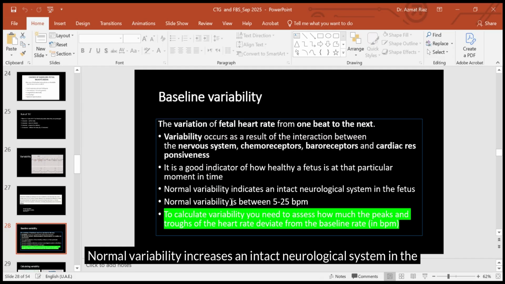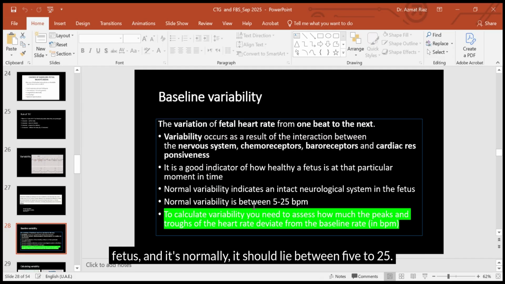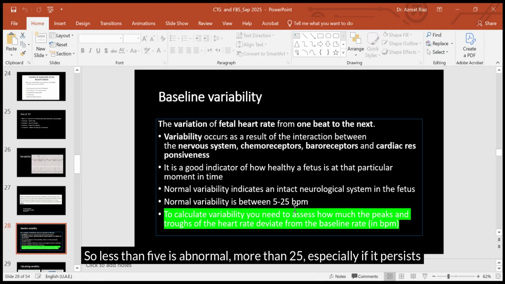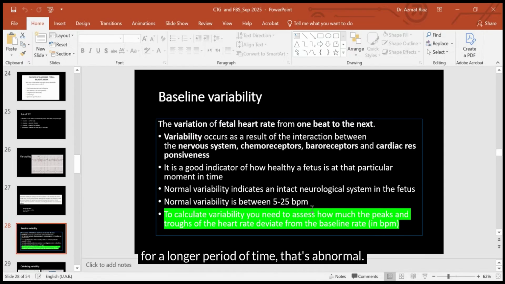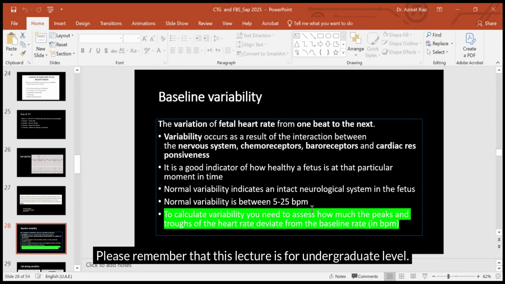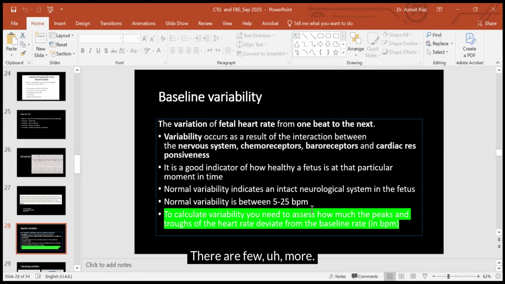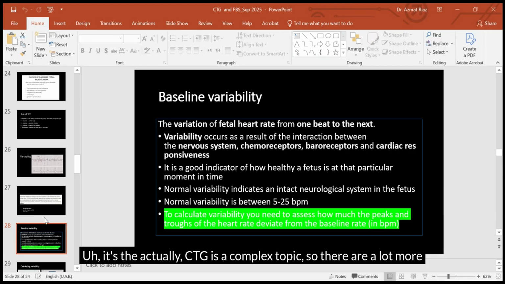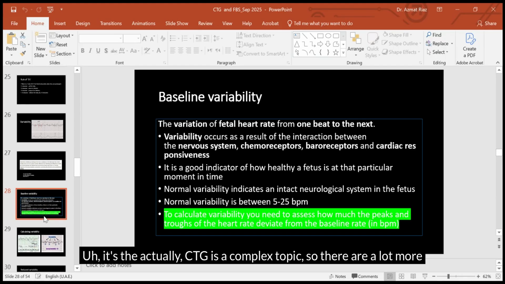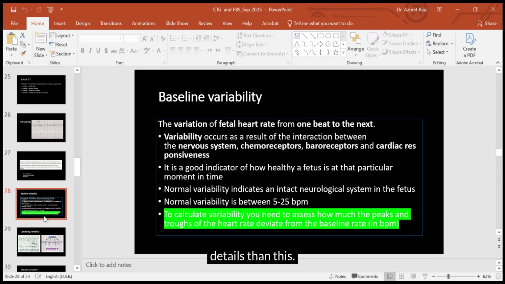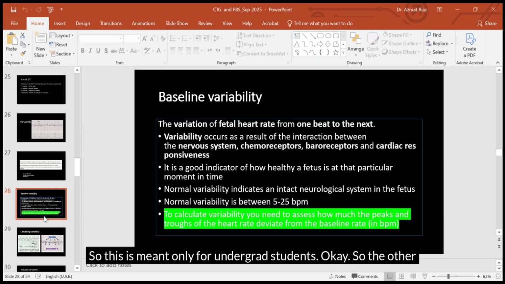Normal variability indicates an intact neurological system in the fetus, and it should lie between 5 to 25. So less than 5 is abnormal, and more than 25, especially if it persists for a longer period of time, is abnormal. Please remember that this lecture is for undergraduate level. CTG is actually a complex topic, so there are a lot more details than this. This is meant only for undergrad students.